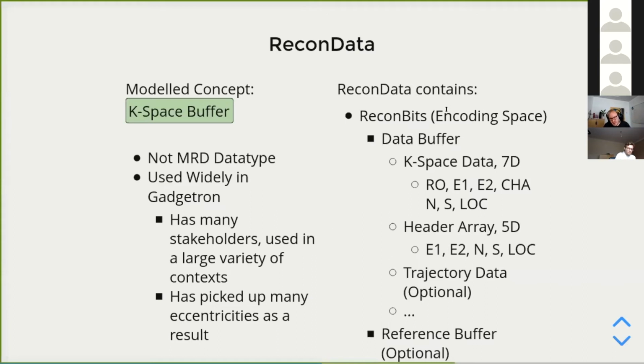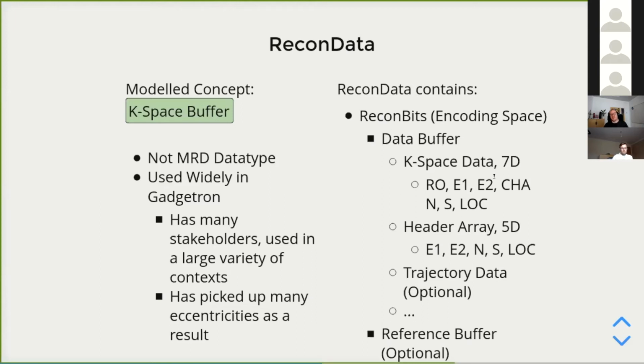If you were to take a look at what is actually in the recon data type, you'd see, so I have some dots here because I can't put the entire tree here. There's a lot of stuff in there. What is important is that for every encoding space, there is a data buffer, and this is a 7D general purpose k-space buffer. Encoding spaces, you're usually going to see one. There are some applications that have more than one encoding space, but one is by far the most common occurrence.